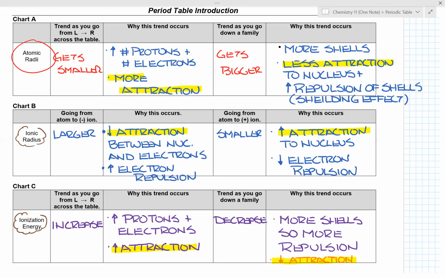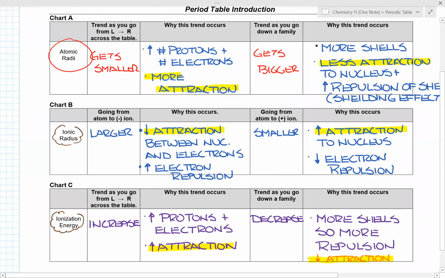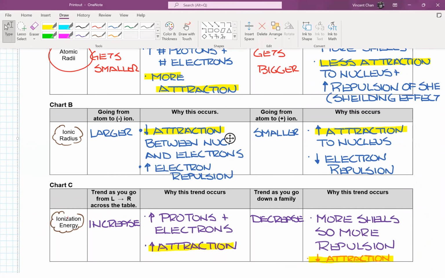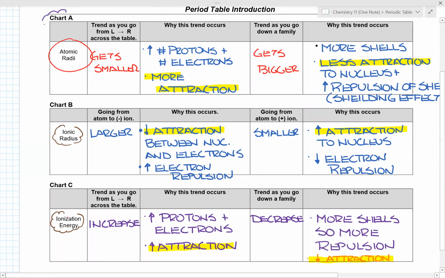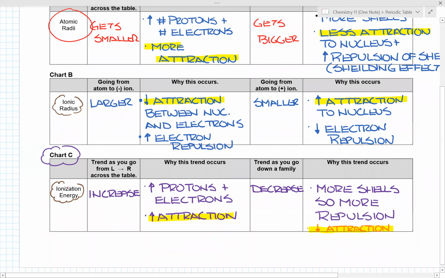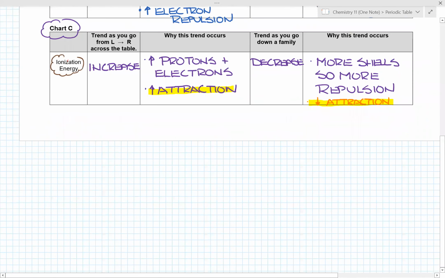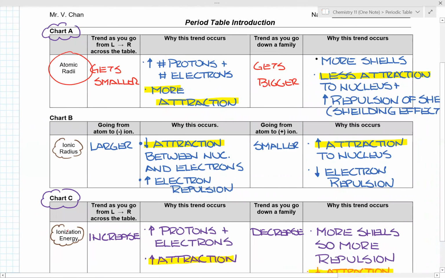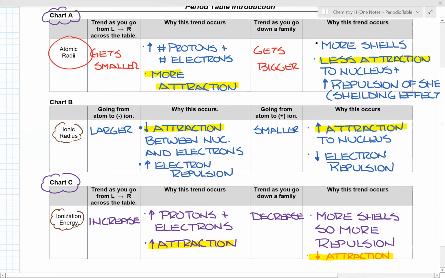One thing you should be aware of is that chart A, where we talk about atomic radius, and chart C are related. Let me give you an example. Let's say the atomic radius: as you go from left to right, you have more protons, more electrons, and there's more attraction.